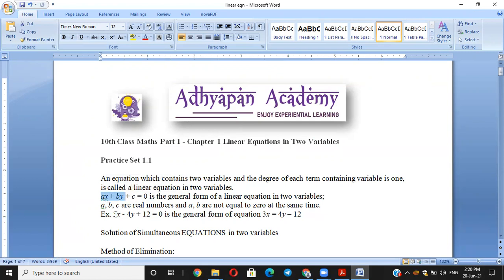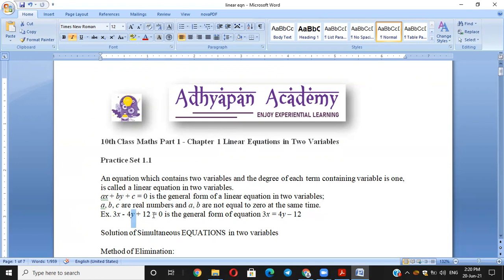For example, 3x minus 4y plus 12 equal to 0 is a linear equation in two variables, because you can see the degree of x is 1 and the degree of y is also 1, because x is x to the power 1 and y is y to the power 1. 3, 4 and 12 are real numbers, you can say they are constants.